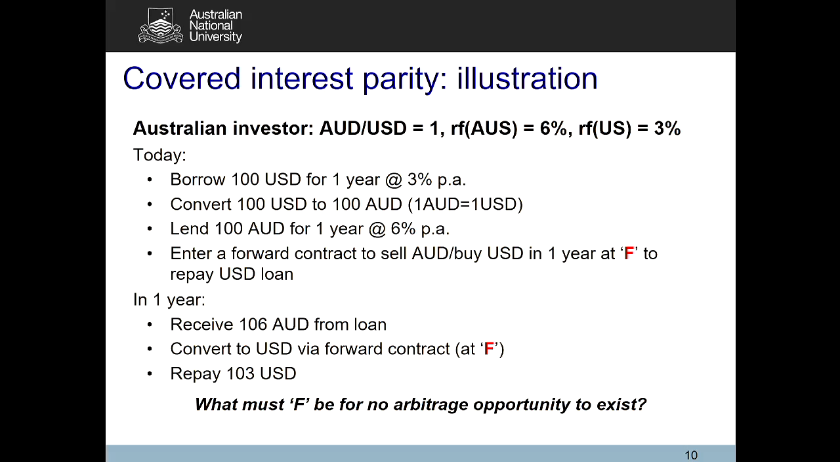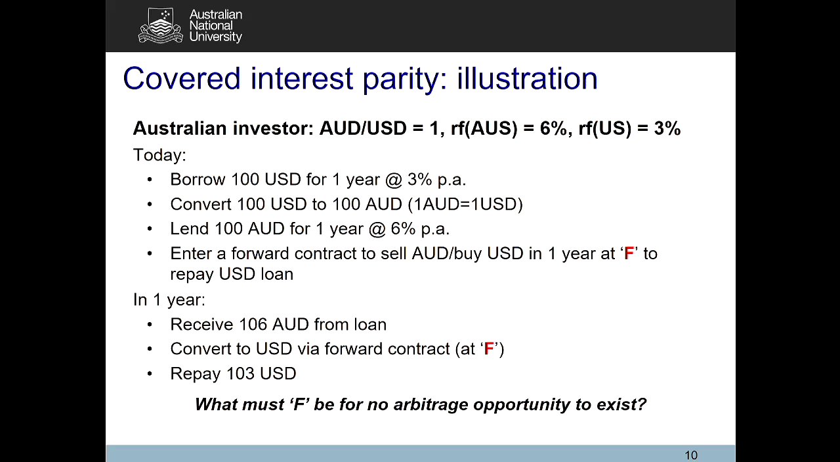So when we get our 106 Australian dollars, how many US dollars must that convert to? 103. If our 106 Australian dollars was converted to 104 US dollars, we'd end up with a dollar profit because we only need to repay 103 US. Everyone would do it, which would adjust the exchange rate. The same thing would happen in reverse. If we got 102 US dollars, the strategy would be reversed. Everyone would do it, equalising it again.